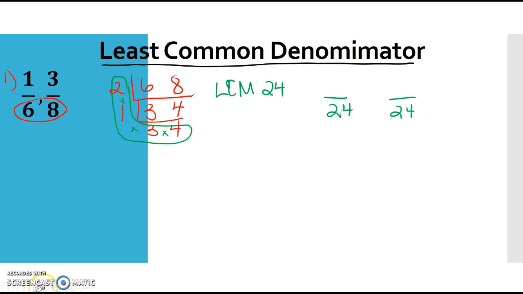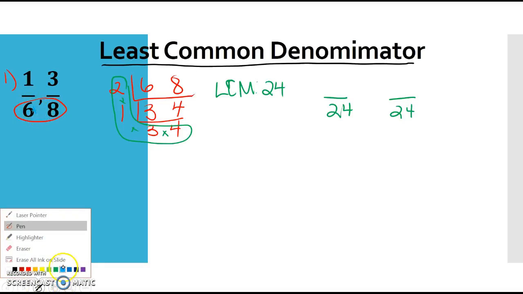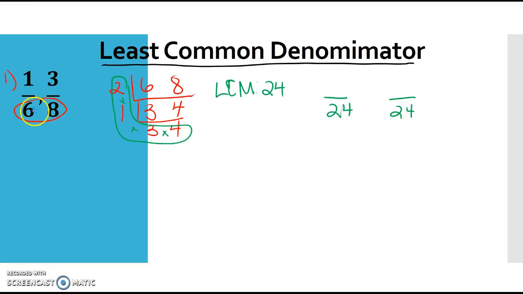So I'm going to go back to the original 2 fractions, and then 6, oops, it's not showing up. So 6, how do we get from 6 to 24? We're going to multiply by 4. So we do the same thing to our numerator. So 1/6 is the same as 4 over 24. And then 8 times 3 gives you 24. So we're going to multiply our numerator by 3 as well and get 9/24.